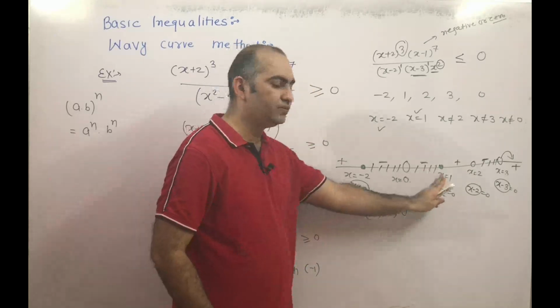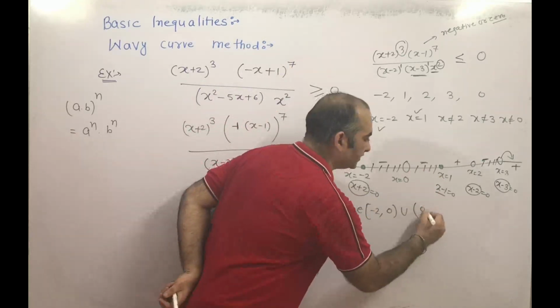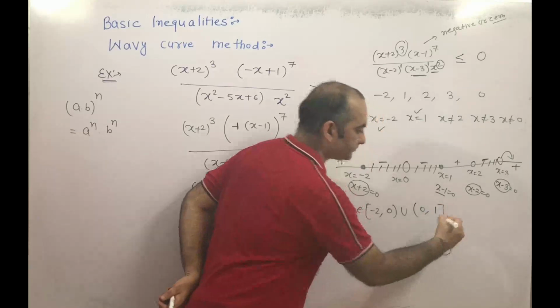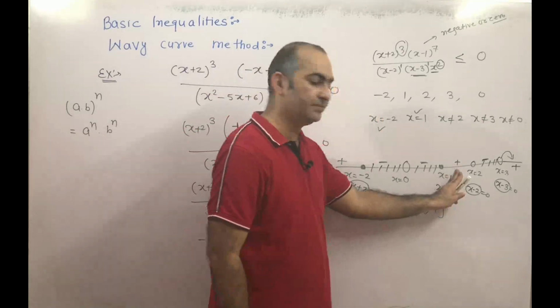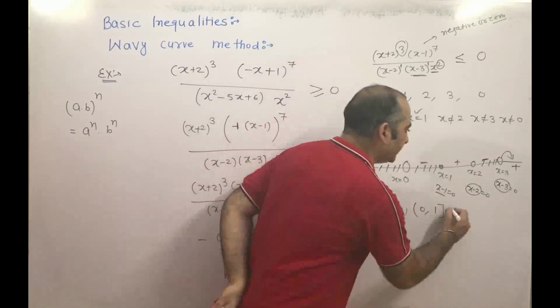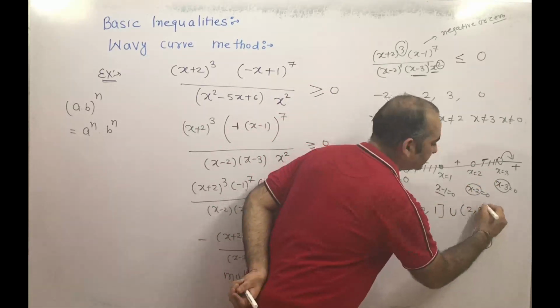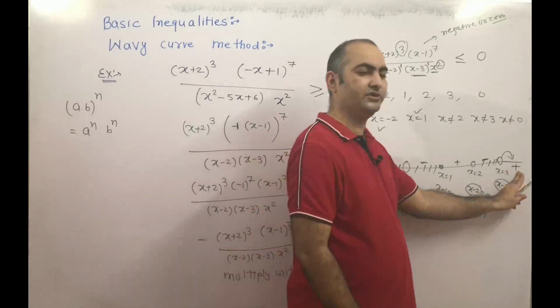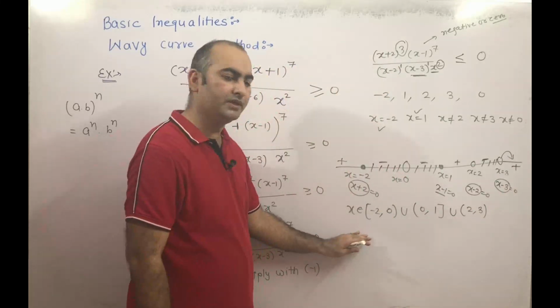This portion also we have to write. This is 0 to 1. 0 is open only, 0 to 1, and 1 is included. Then this portion will not come. x equal to 2 will not be included. This portion is negative, so here union 2 to 3. 3 is also open. And this portion is not a solution. So this will come. Okay, this is your solution.